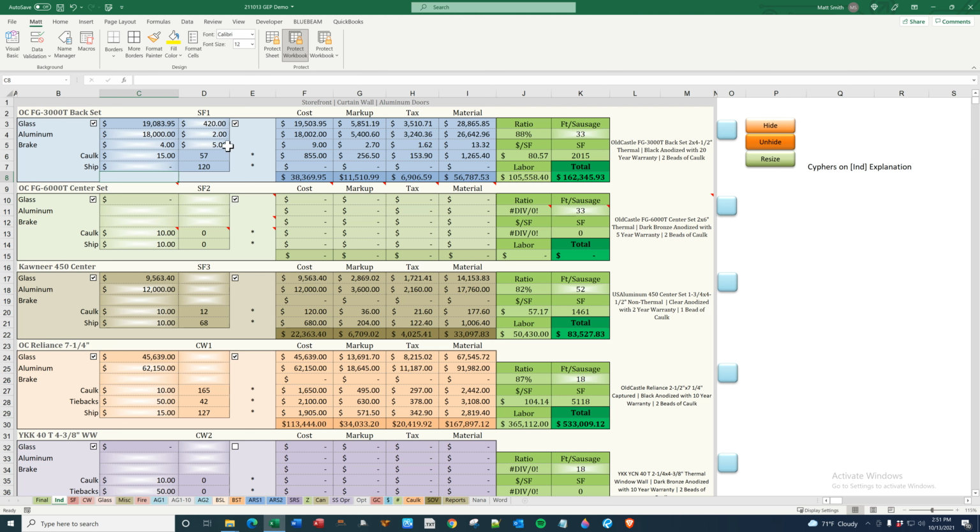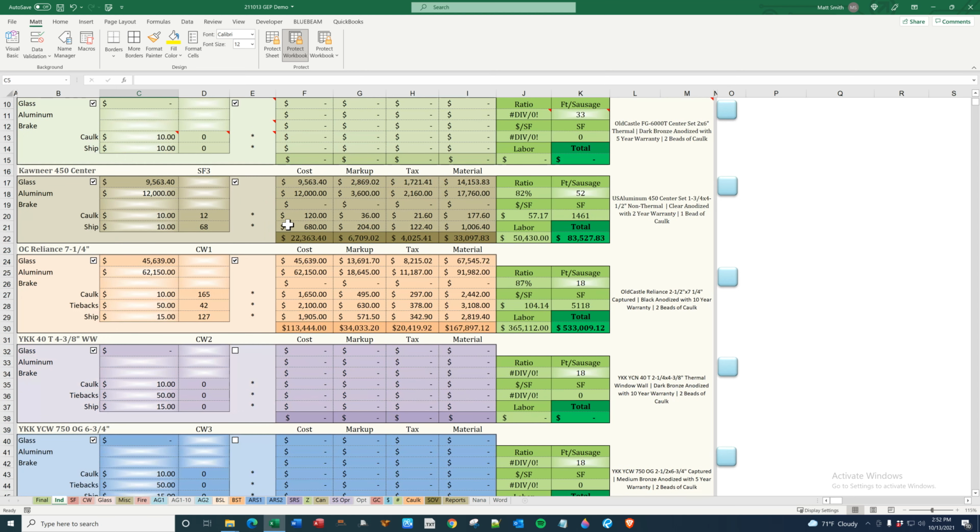If you hit this button, it will clear out your values here that are inputted, and it won't touch these ones. So let's do it. It'll also highlight what it got rid of. And that is how you figure your storefront. Same thing here, same thing here. This is curtain wall. Calc applies the same.